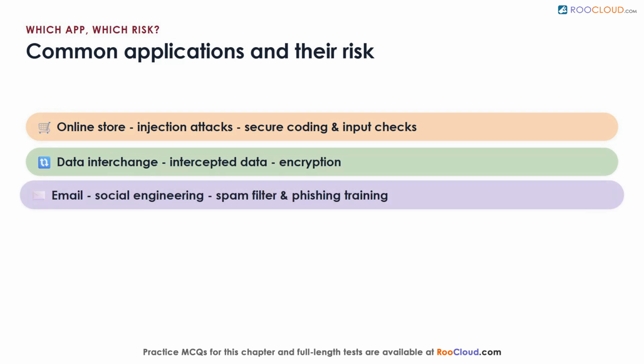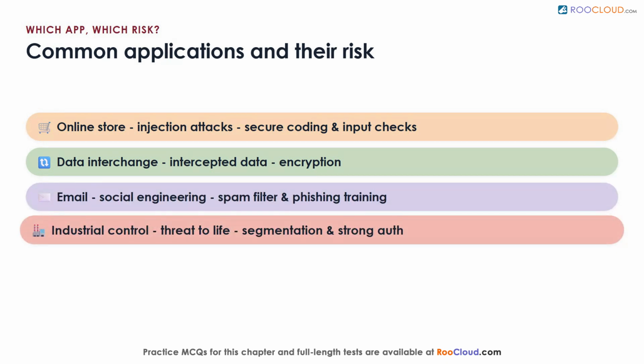Take email. It opens a door for social engineering. Spam filtering and phishing training cut that risk. Take industrial control systems. Systems like these run critical infrastructure. If compromised, they can even threaten human life. Network segmentation and strong authentication protect them.